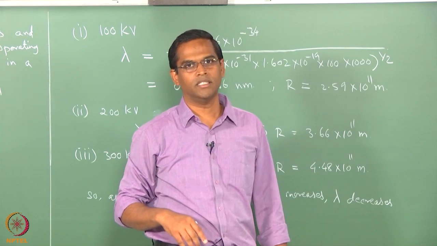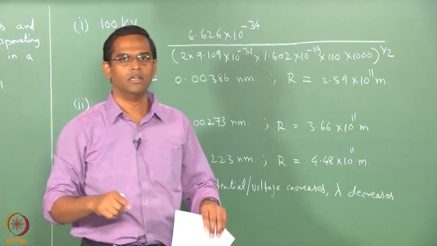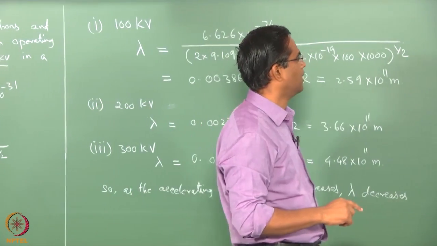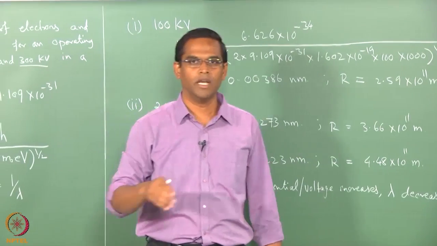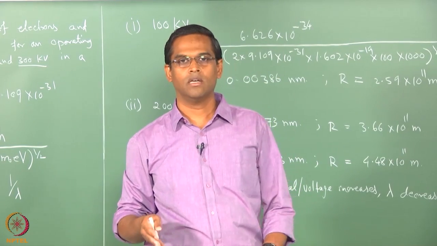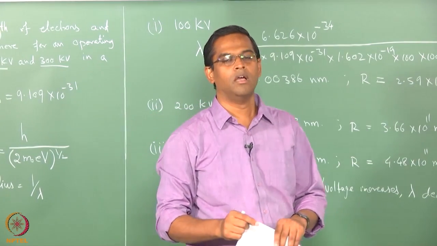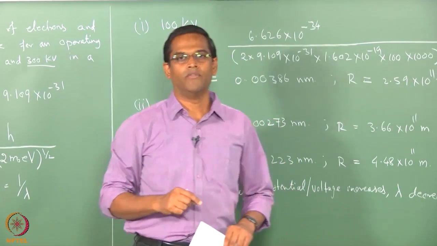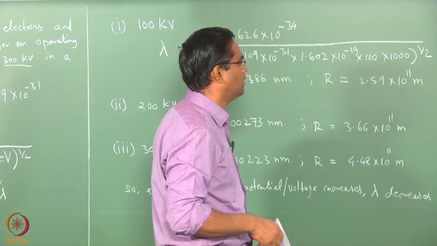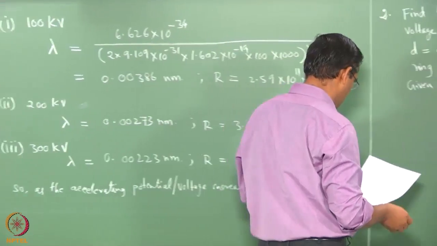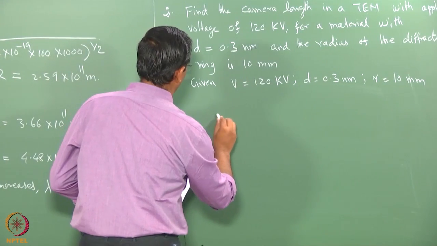If you recall, there is a relation between the camera length and the diffracted spot spacing. In the case of a polycrystalline pattern, it is the radius of the ring pattern, and in the case of a single crystal pattern, it is the distance between the center spot, that is the transmitted spot, and any one of the diffracted beams, R. There is a standard relation. You can use that and we can solve this problem. So, we will rewrite the wavelength expression first.